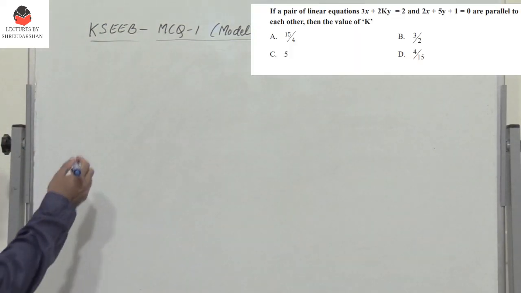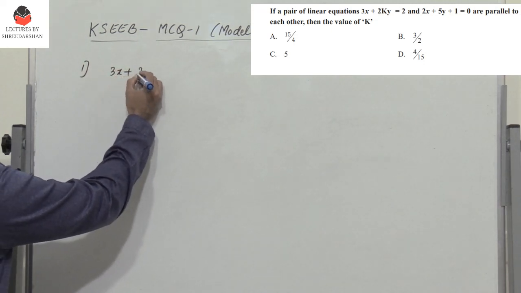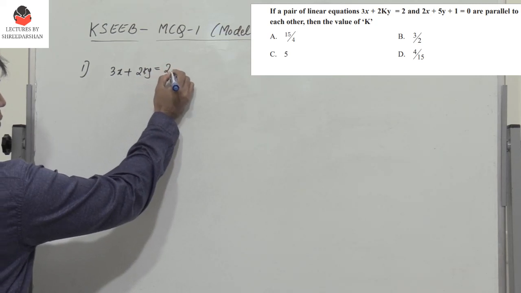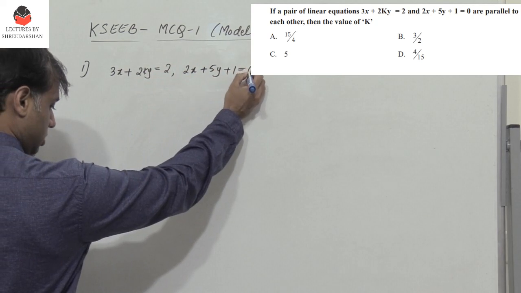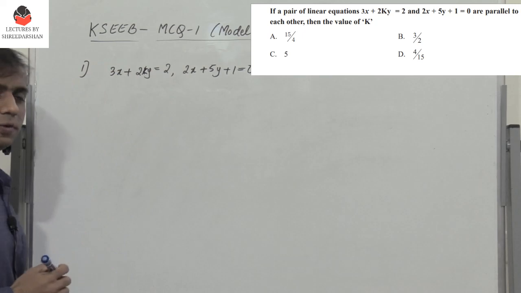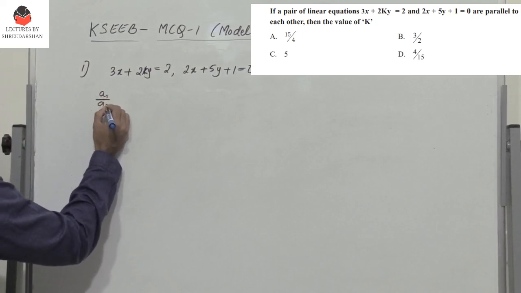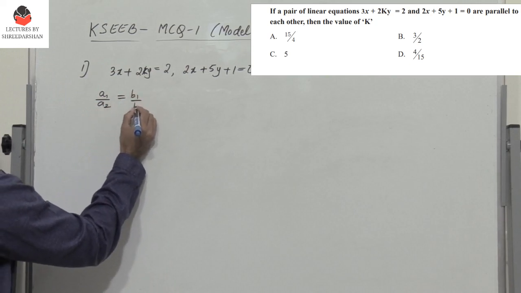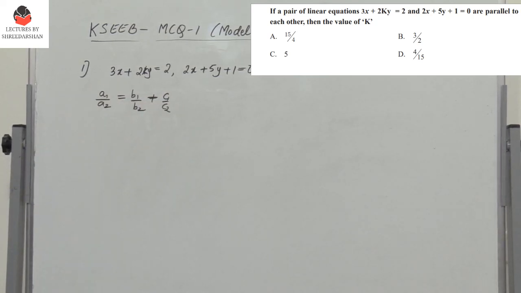The first one states that if the pair of linear equations 3x plus 2ky equals 2 and 2x plus 5y plus 10 equals 0 are parallel, then the value of k is. So what is the value of k? We know that a1 by a2 must be equal to b1 by b2 but should not be equal to c1 by c2. This is the condition if the pair of equations are parallel. If they are parallel, they have no solution.